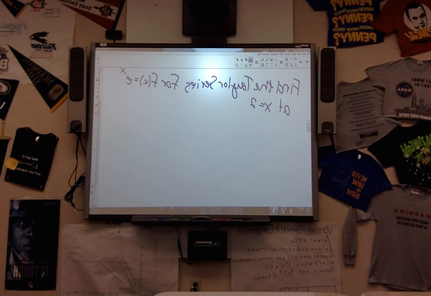You always have to start with f of the center. That's why, but if it's not at 0, you can't plug in 0. You can plug in whatever number we're centered at.